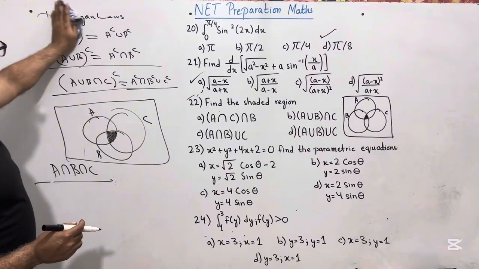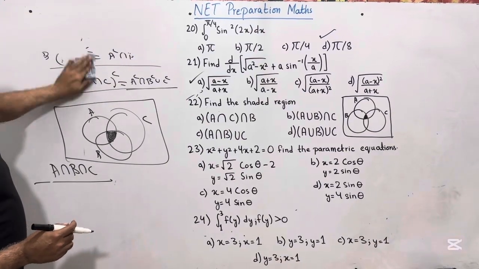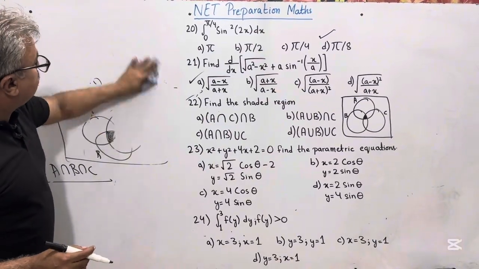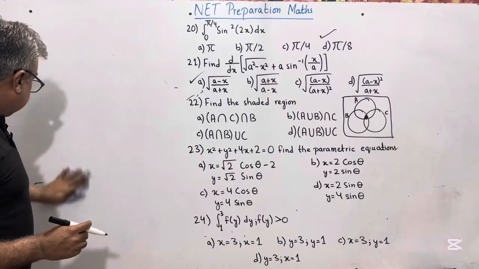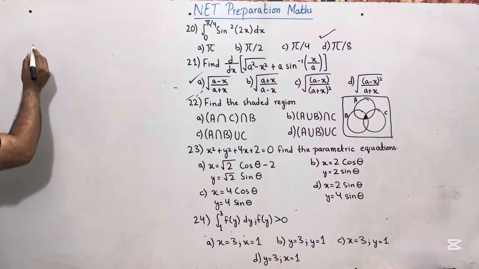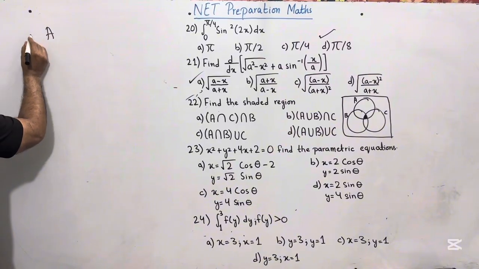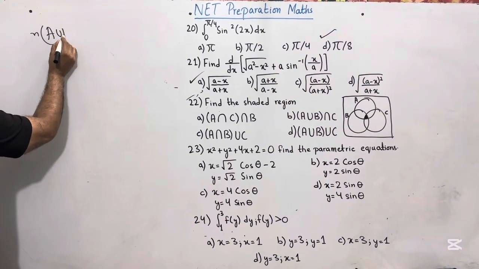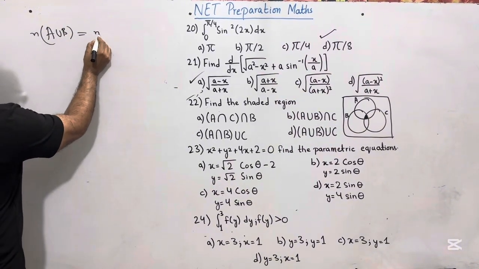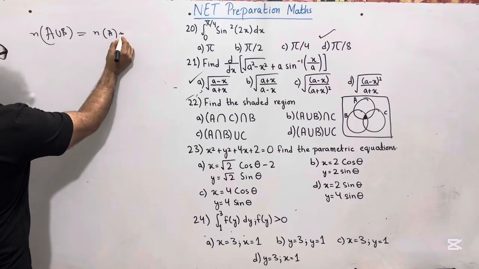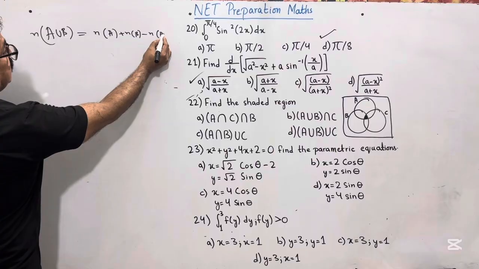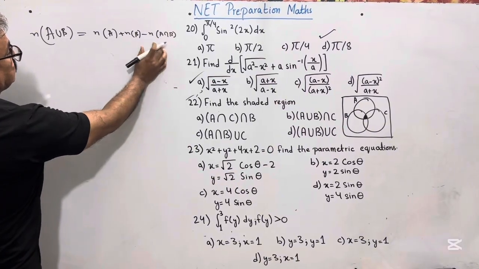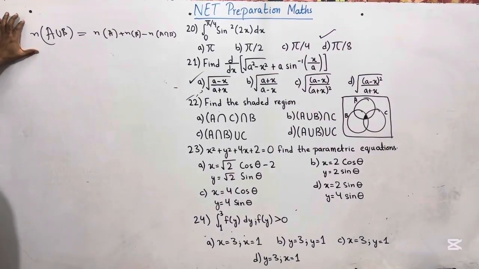Let me share with you how to apply union and intersection for two sets or three sets, how to find their elements. It's really a cool concept. Number of elements in A union B is equal to number of elements in A plus number of elements in B, subtracting the overlapping elements. That is for two sets.